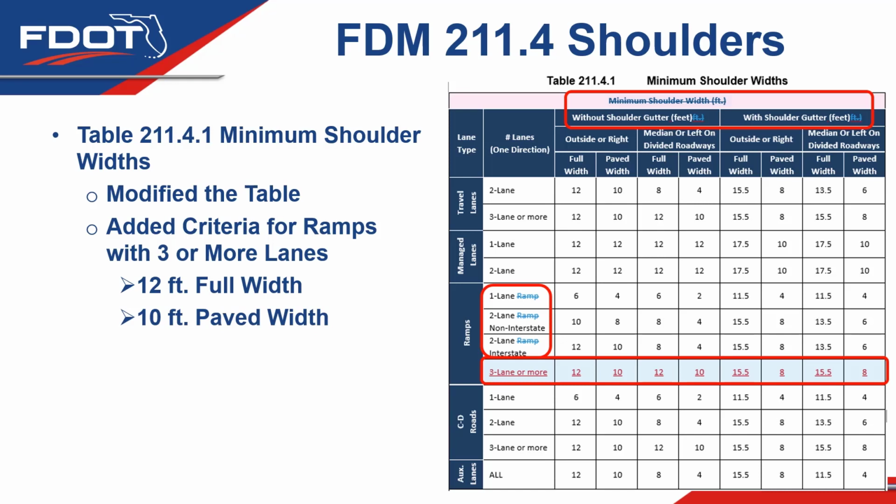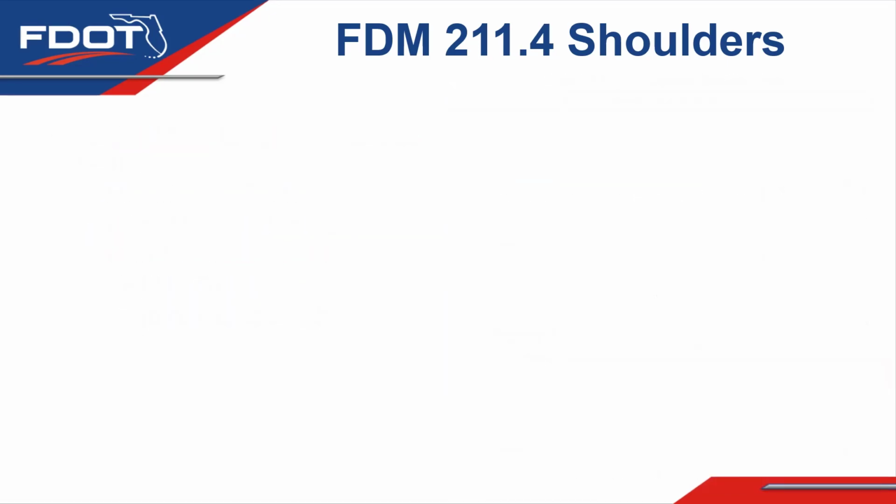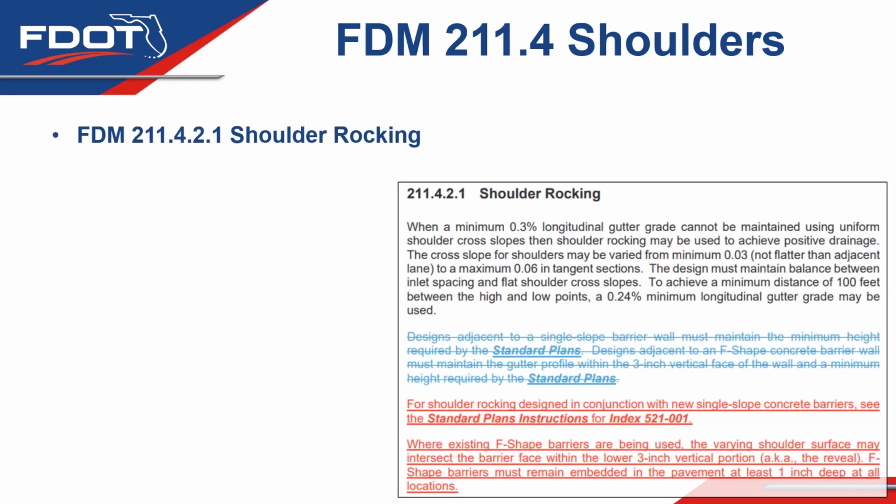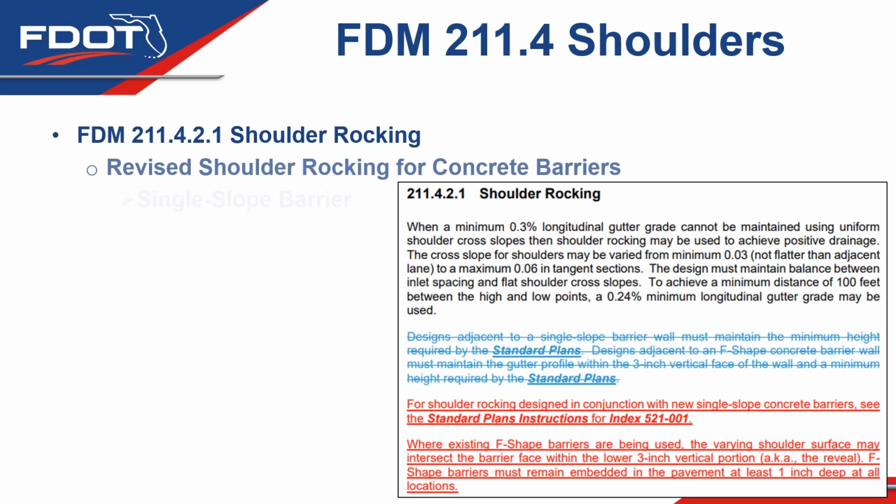The second major change in this section was in FDM 211.4.2.1. The shoulder rocking language for concrete barriers was revised to clarify the requirements for single slope and F-shaped barriers. Note the F-shaped barrier was the concrete barrier included in the 2017 through 2018 design standards and earlier versions. Since the 2018-2019 standard plans, only the single slope barriers has been included in the standard plans.